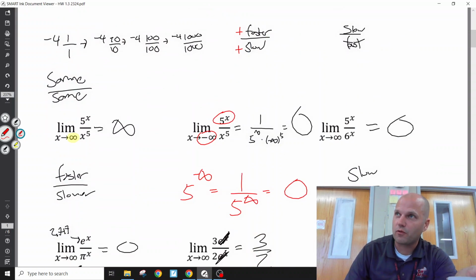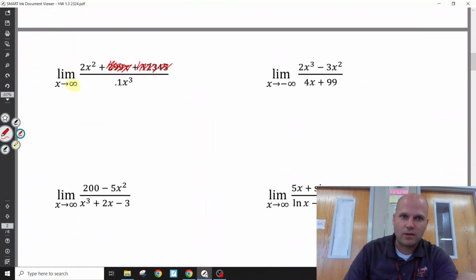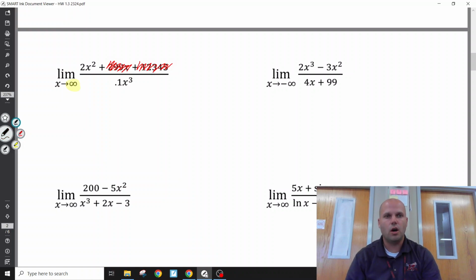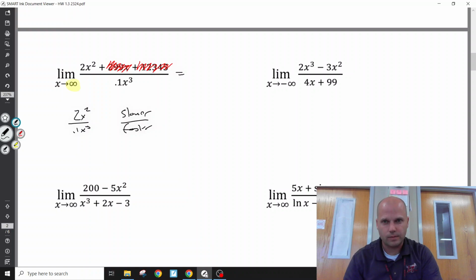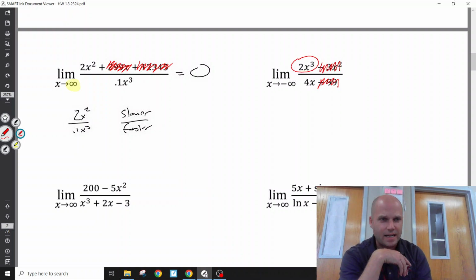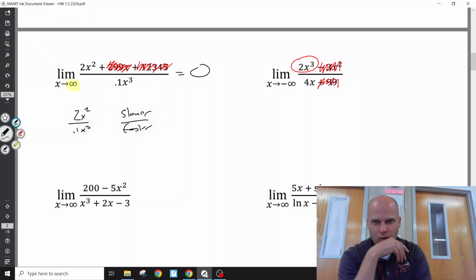Once you get the questions from the first page, it's easy to do. But sometimes we just got to understand why this question is thought of like a first page question. It's just 2x squared over 0.1x cubed. This is a slower over faster, again, going to 0. The 3x squared infinity is insignificant compared to the x cubed's infinity. Adding 99 is not going to do anything. You get 2x cubed over 4x.